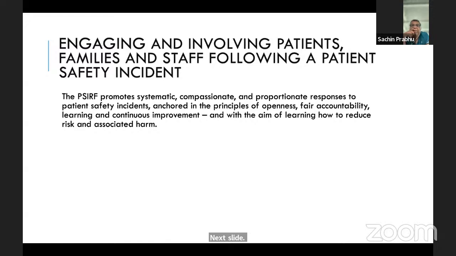Engaging and involving patients and families. Now, this is very, very important. Over the years, what we've learned is that it is very important to involve the family, because we are so anxious that we almost drift away from the family if there's an incident like this. But actually working with the family helps the doctors, and also teaches us a lot of things. Next slide.